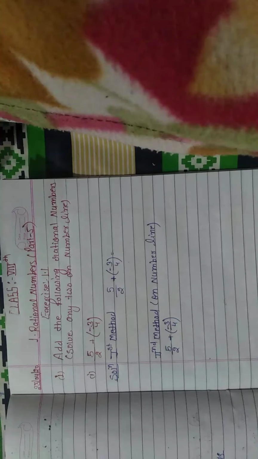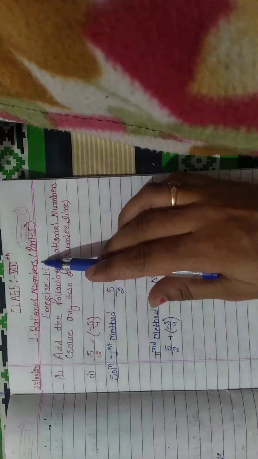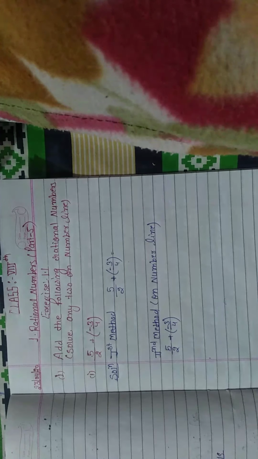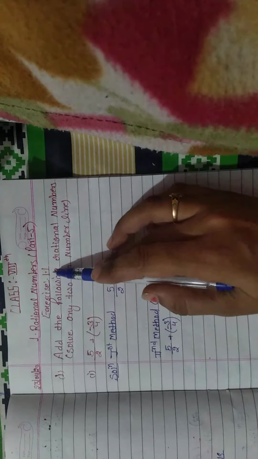Today we will continue the first chapter, rational numbers. It is the fifth part of rational numbers. The previous four videos were only based on the basic concepts of rational numbers. I think you have all learned all the properties related to rational numbers. In this video we will start Exercise 1.1.